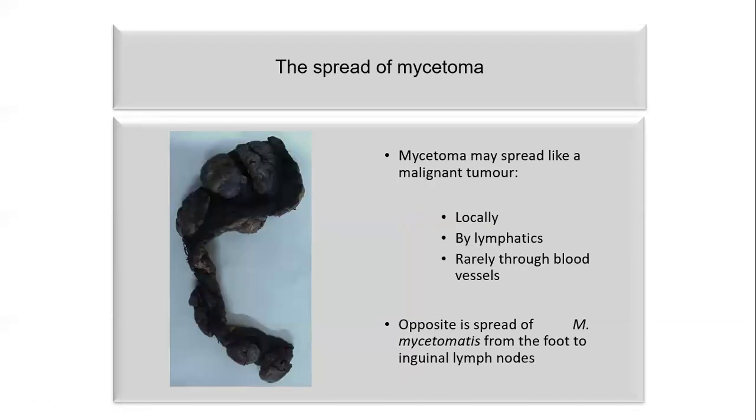What about the spread of mycetoma? Actually, mycetoma may spread like a malignant tumor. It can either spread locally or through lymphatics, but rarely through the blood vessels. In this photo, there is spread of M. mycetomatis from the foot to the, these are the inguinal lymph nodes.